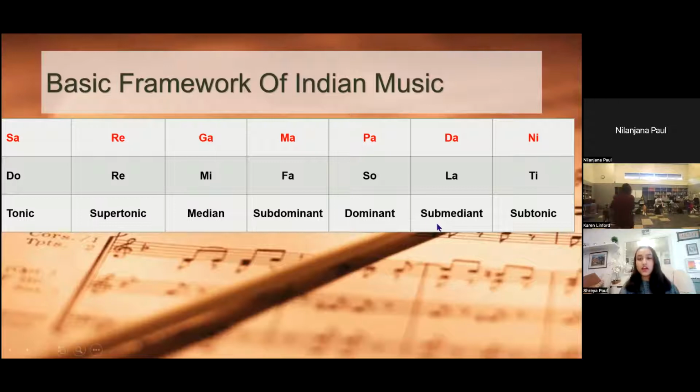And then we have the submediant, la, which is short for dhaivat. Then we have the subtonic, ti, and we call it ni, for nishad. So it would go sa re ga ma pa dha ni sa. It's the same as you would have do re mi fa sol la ti do. So yes.